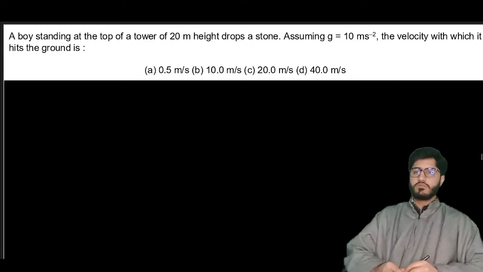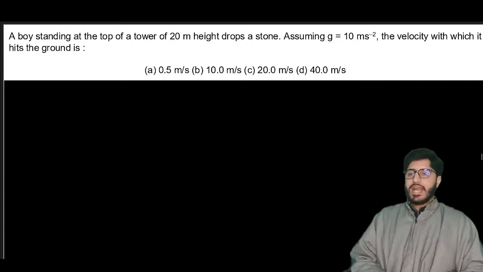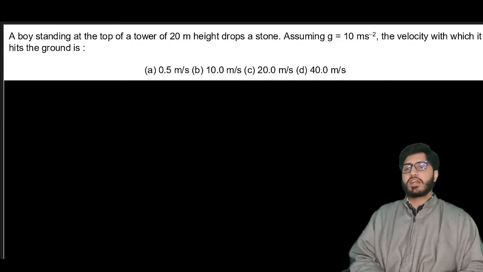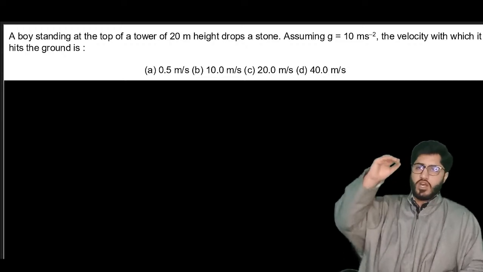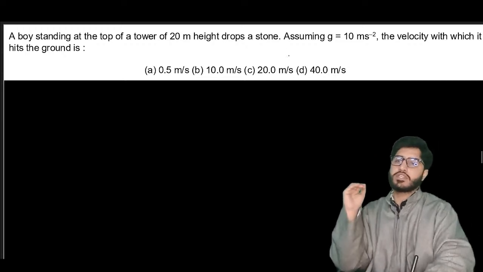Okay. A boy standing at the top of a tower of 20-meter height drops a stone. If he drops a stone, that means the initial velocity is 0.